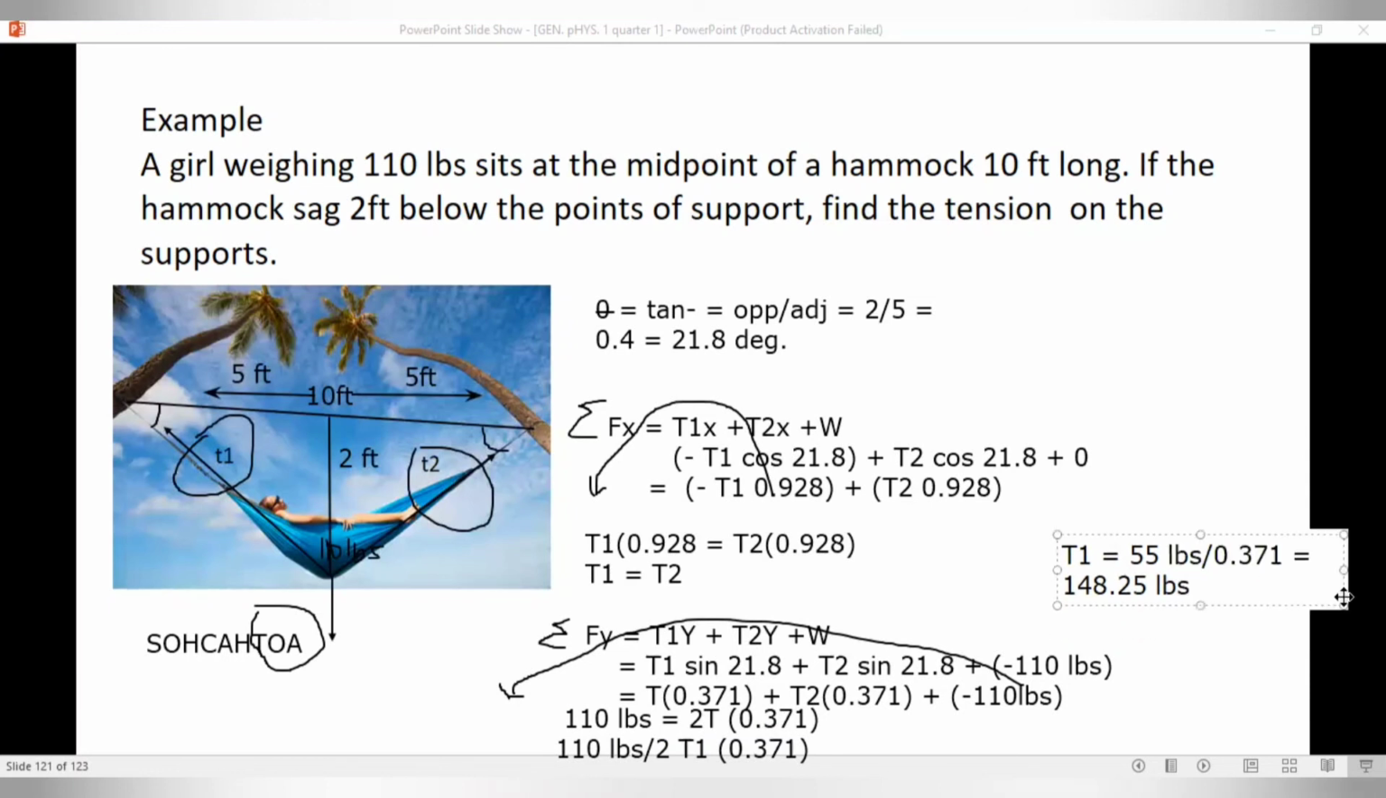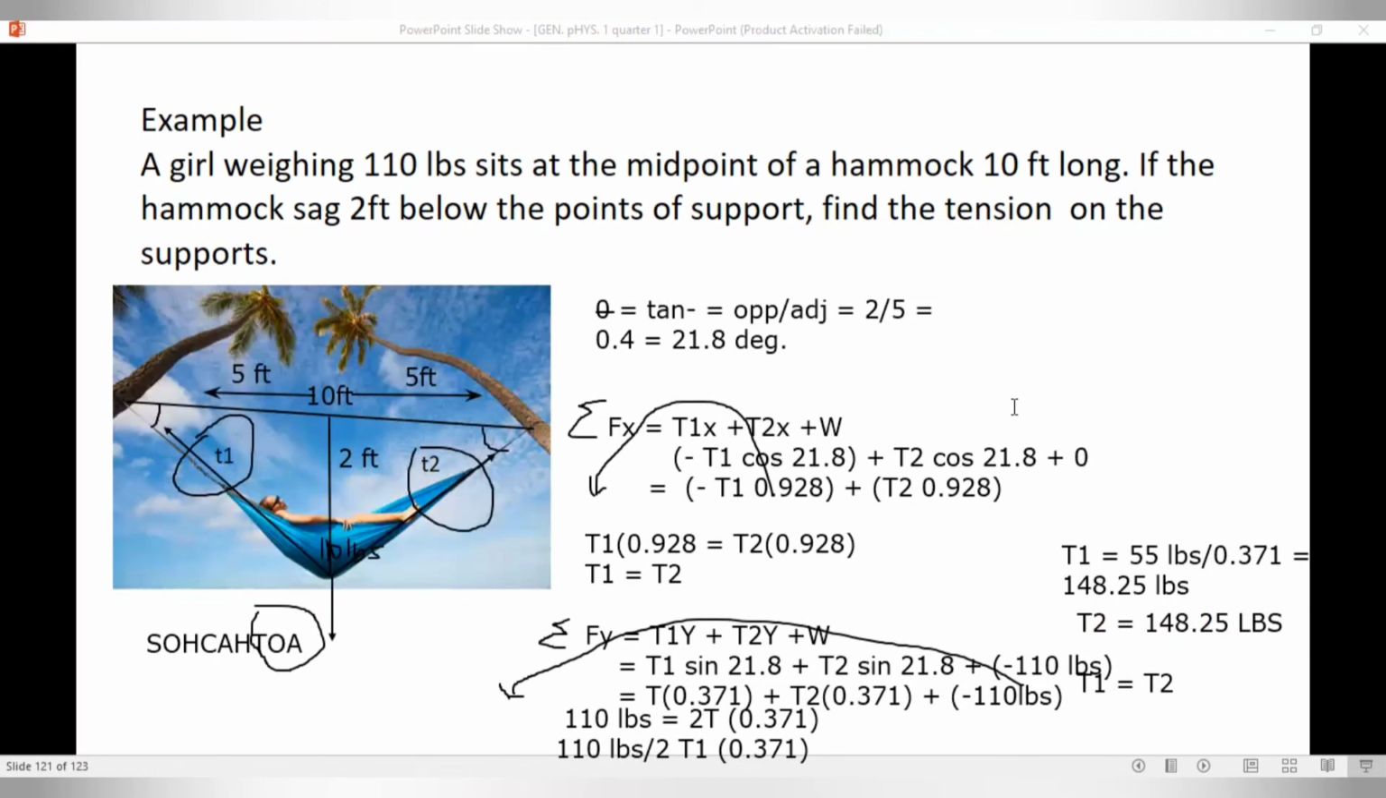Ayan. And probably, same true with T2. Since T1 is equal to T2, probably your T2 is equal also to 148.25 pounds. Why? Dahil si T1 is equal to T2. Okay?